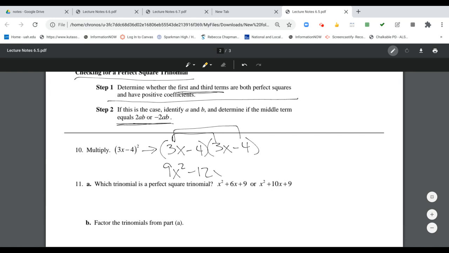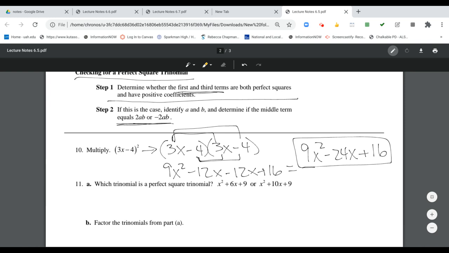I get negative 12x. Then I get negative 12x. And then I get positive 16. Now this, when I clean it up, is 9x squared minus 24x plus 16. This is a perfect square trinomial because I took one binomial, I squared it, and that's the outcome.